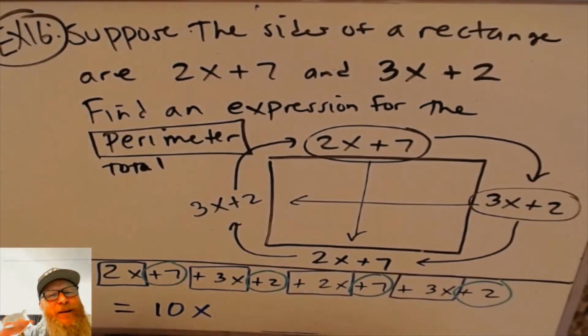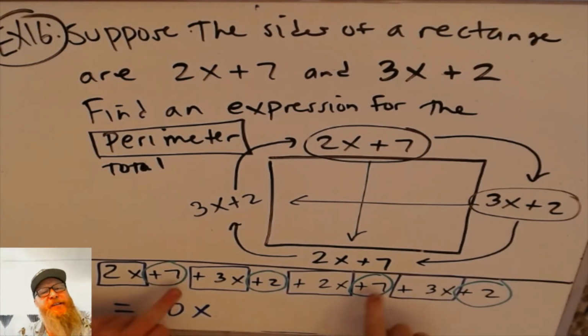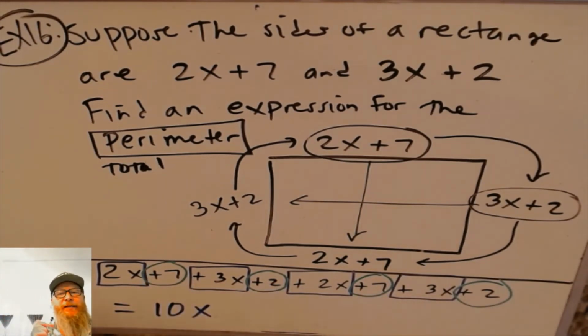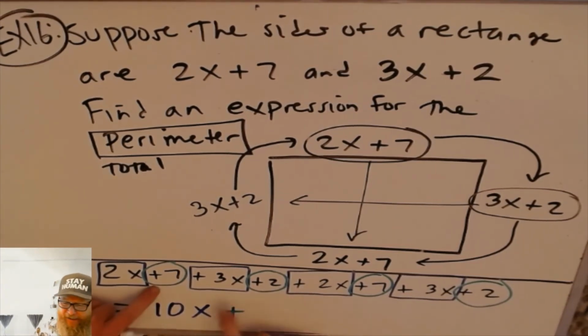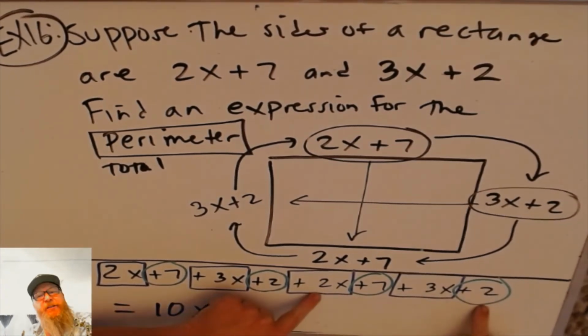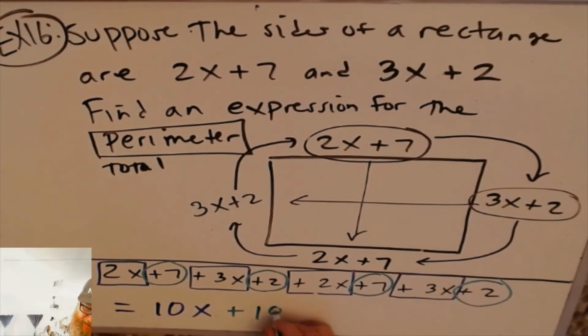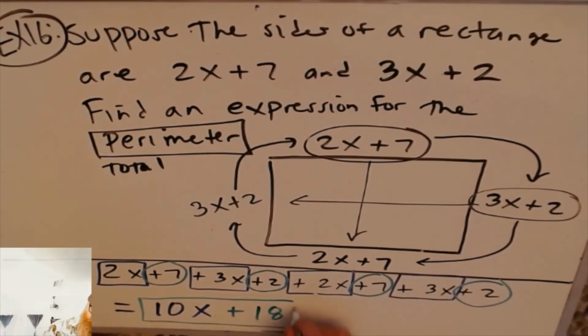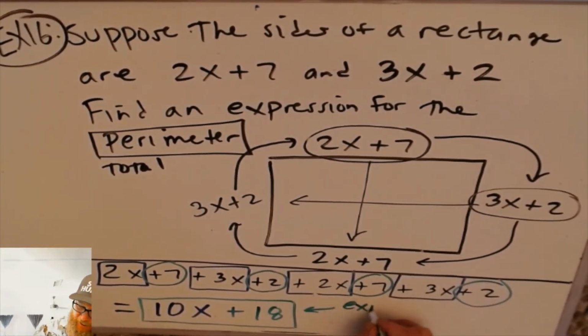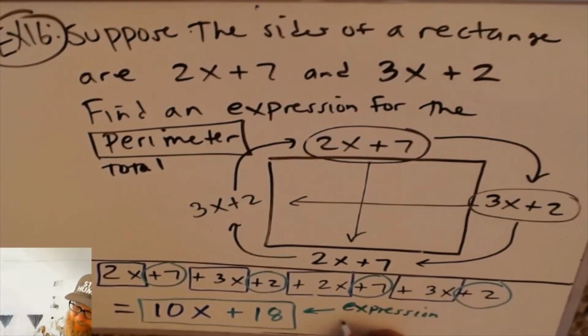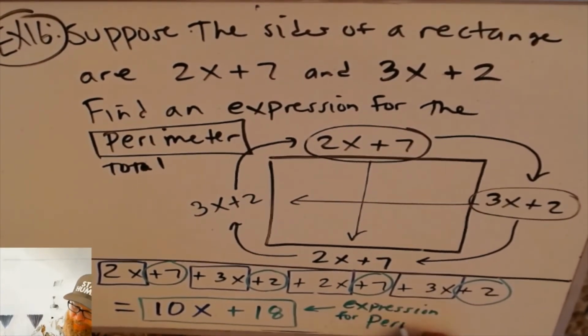This is what I meant about grouping. I could have just grouped the 7s. That would be 14. And I could have grouped the 2s, but I didn't. So I've got 7 and 2 is 9. 7 and 2 is another 9. So I've got 10x plus 18. So this is the expression for perimeter.